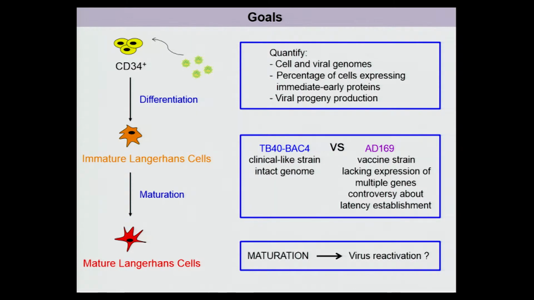What is interesting about this strain is that there is a controversy about its ability to establish latency in CD34 cells. There are groups that say if you infect CD34 with AG169, you actually have AG169 going lytic instead of latent, while other groups show that no, AG169 goes latent in CD34 cells. So we wanted to know what is going to happen in our system. The last goal is to assess the role of maturation of ILCs in virus reactivation. In the literature, maturation with LPS has been linked to virus reactivation.